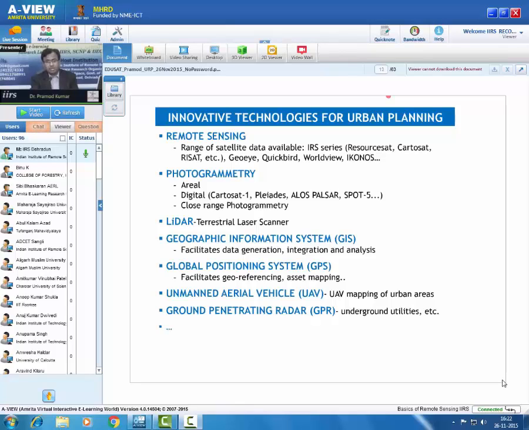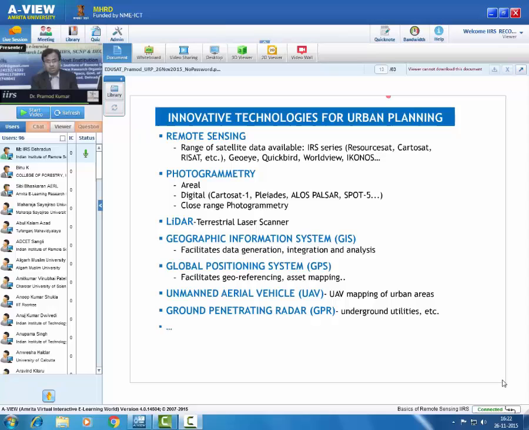We can have data from remote sensing, from the variety of sensors which are in space, from higher to lower resolution. From the photogrammetry point of view, we have data from aerial, digital, and close range photogrammetry. Then we also have data from the terrestrial laser scanner, LiDAR based. And for analyzing the data, we have a technique called geographic information system.